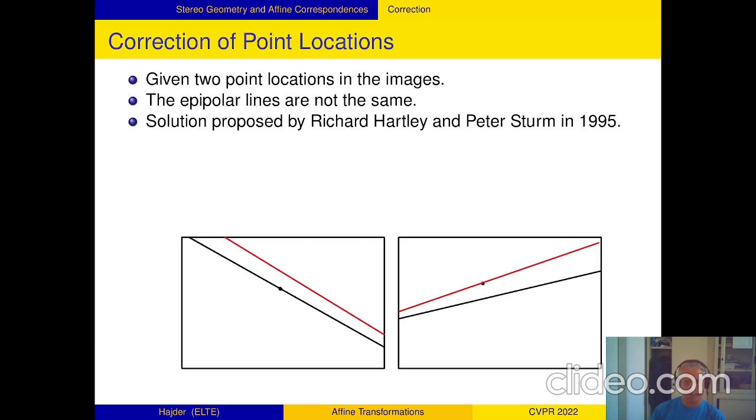Another application of this third law, which connects the fundamental matrix and the affine transformation, is the correction of affine transformations. First, let's overview the same method for the point locations. It's the Hartley-Sturm triangulation, which was published in 1995. Here you see that we have 2 points in the images, drawn by black dots.